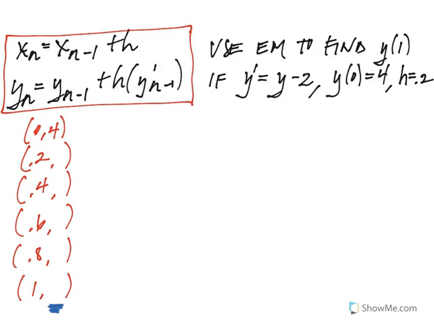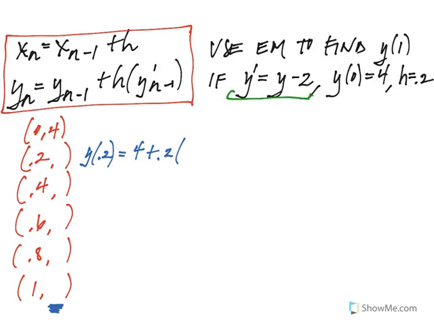So the first x value is going to be 0.2, and to get the corresponding y value, y of 0.2, that's going to be equal to the previous y value, which is the y value when x is equal to 0. So that's 4, plus my step times the value of the slope of the function at the previous point. And in order to find the slope at the previous point, I'm going to use my slope machine here.